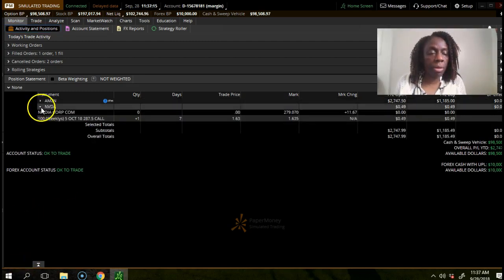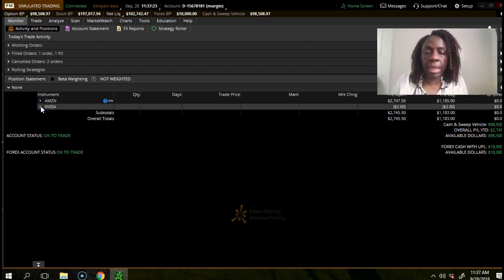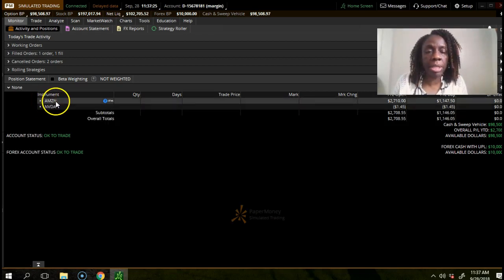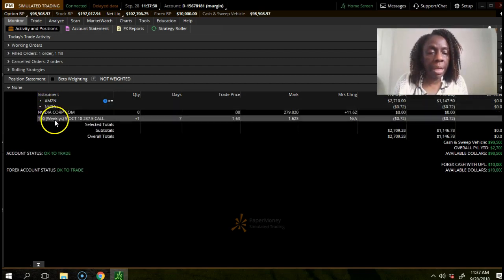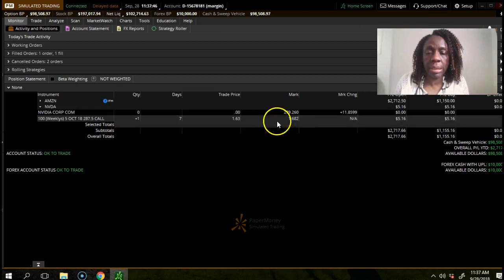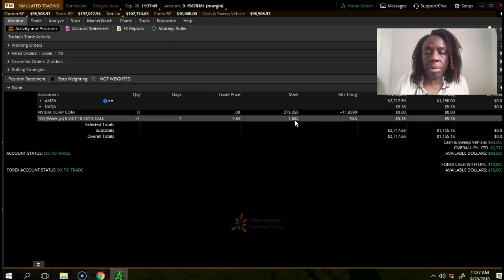Okay, and right here you have these little buttons that just show you the various positions you hold. You click that again, you can see I hold Amazon and now NVIDIA. So we'll click on NVIDIA, and there's our trade. We bought 1 contract. It's going to expire in 7 days. So within that 7-day period, you want to sell it at a profit. We bought it at a trade price of $1.63, so that's $163.